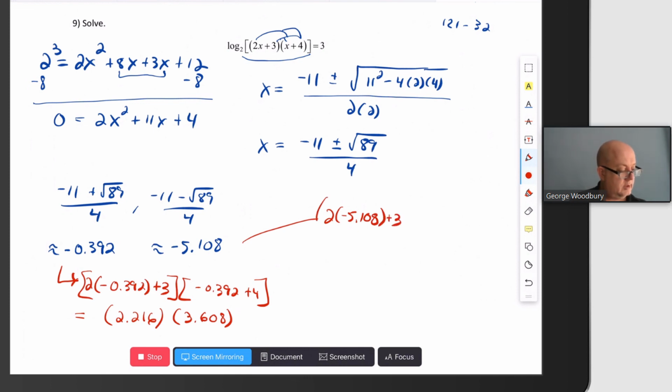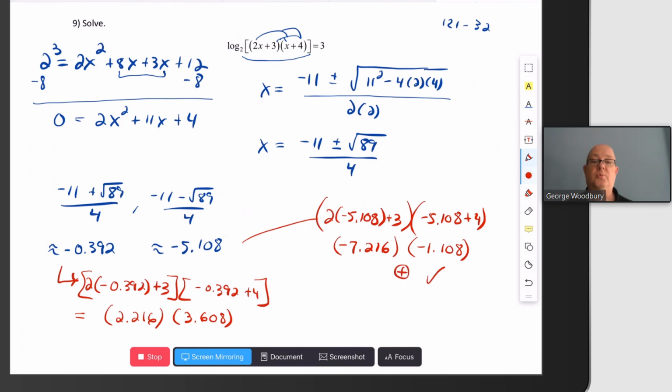For the other one, 2 times negative 5.108 plus 3 times negative 5.108 plus 4. Inside the first parentheses, that first product is negative 10.216 plus 3. That's negative 7.216. And on the other side, negative 5.108 plus 4, that's negative 1.108. Both of those are negative, but when we multiply them, it's going to be positive, and so that's going to work as well. That answer should also be close to 8.